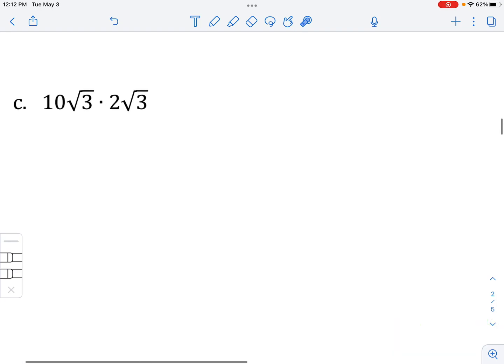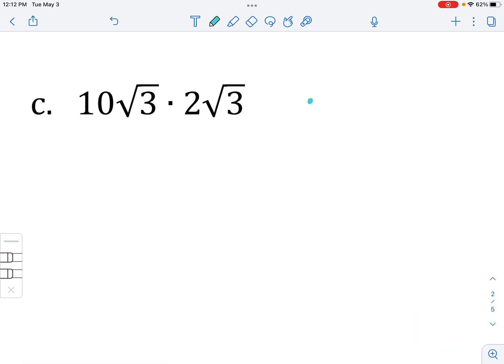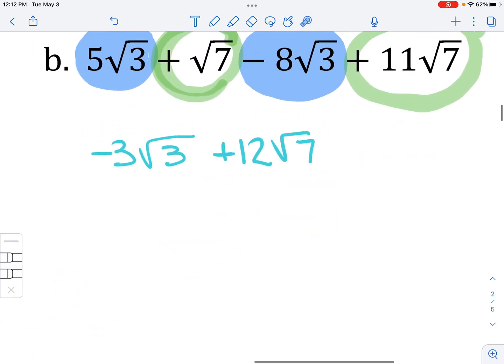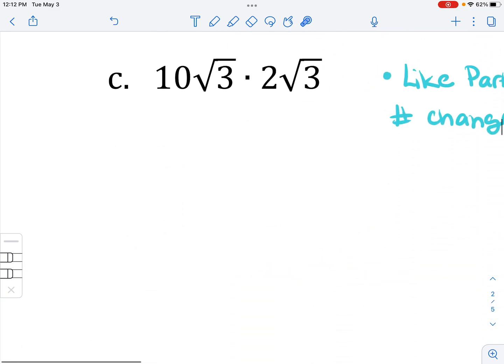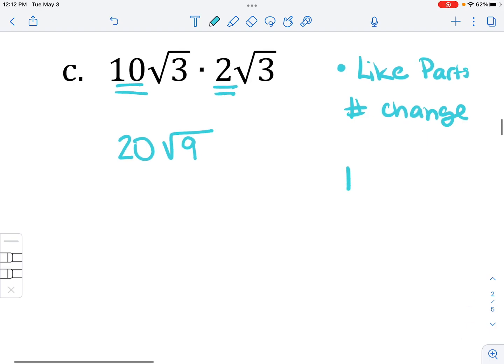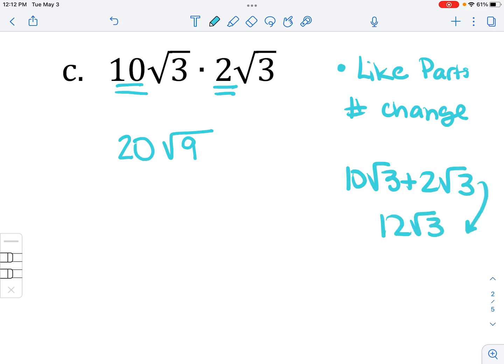This problem, on the other hand, is a little different. When you multiply like parts, the numbers change. Here in this example, the radicals did not. The root 7 and the 7 stayed the same. Here, they're going to change. So we multiply the 10 and the 2, and I know that we're multiplying because of the symbol in the middle, and that's 20. And then we've got a root. 3 times 3 is 9. If I was adding this, 10 root 3 plus 2 root 3 would be 12 root 3. This is what happens when you add or subtract. You just focus on the numbers in front.